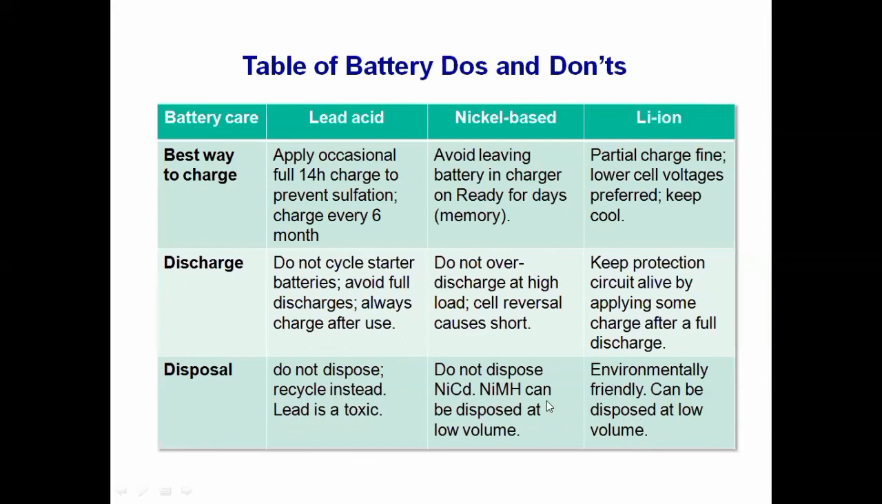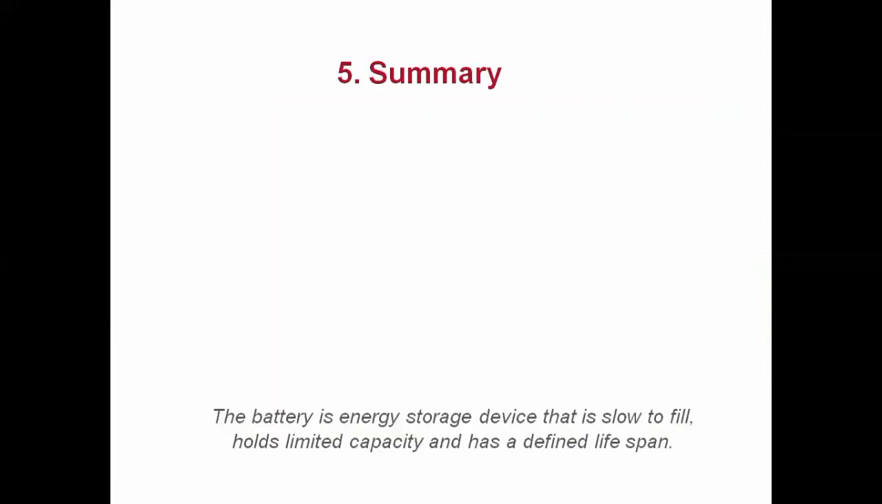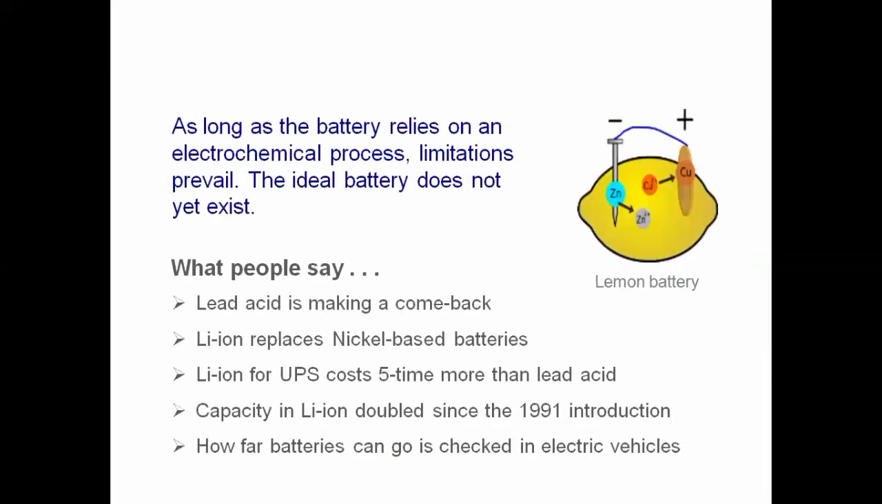So in this way, we can compare the three types of batteries: charging, discharging, and disposal. The battery is an energy storage device that is slow to fill, holds limited capacity, and has a defined lifespan. As long as the battery relies on an electrochemical process, limitations apply. The ideal battery does not yet exist. So there is no ideal battery.